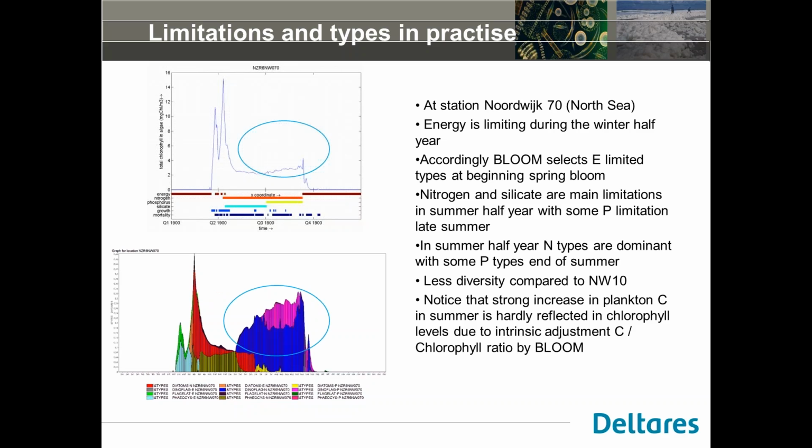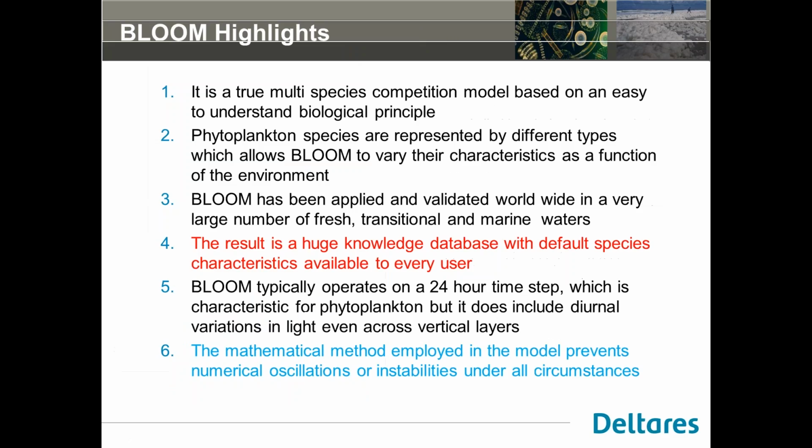Also notice the strong increase in plankton C in summer, which is hardly reflected in an increase in chlorophyll, which is due to the intrinsic adjustment of the carbon to chlorophyll ratio in Bloom. This is a type of phenomenon that is often observed and is lacking in many other models.